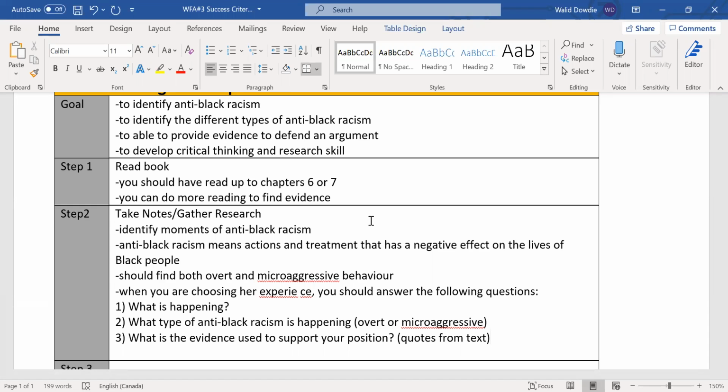So you should have not just the three you think are important, but create notes for about 5 to 10 different types of situations that happen in the book, and then you just choose the ones that would have the best information, the ones you can make your argument with. So you want incidents to base it on.